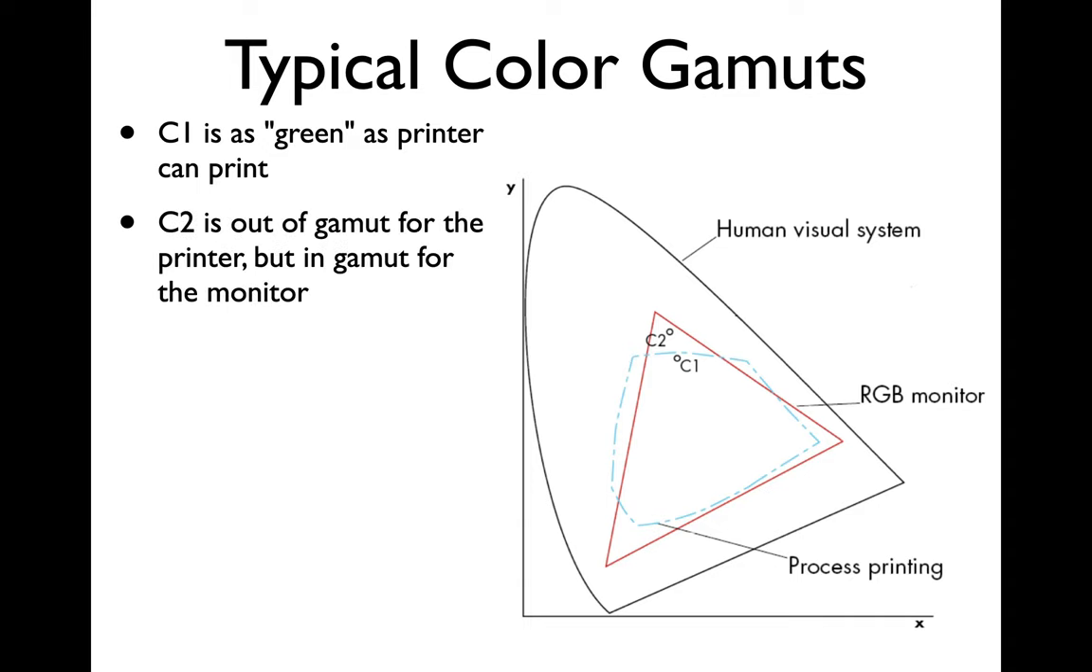However, C2 is information that you can see on your monitor. Both of these are within the monitor gamut. So you can see both of these colors and you see them as different colors. This is a more saturated green. C2 is more saturated than C1 is.